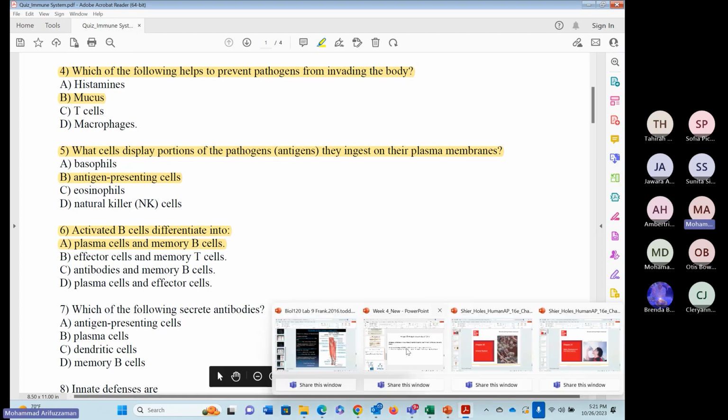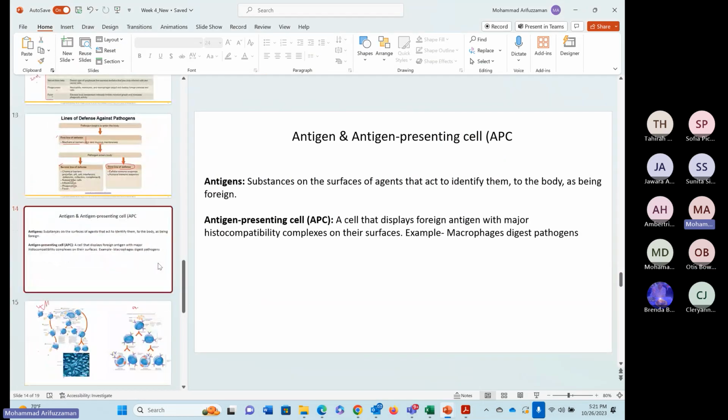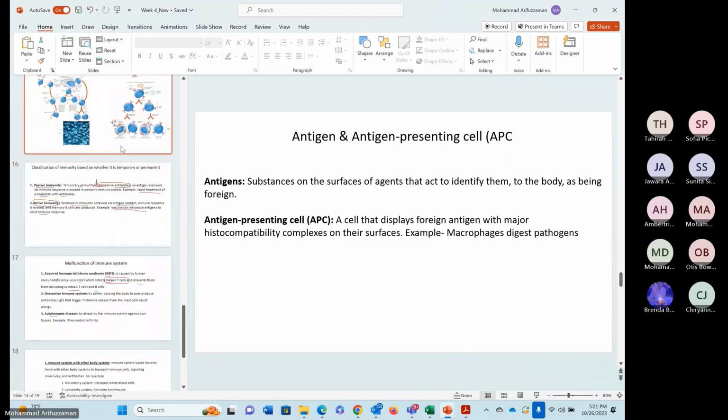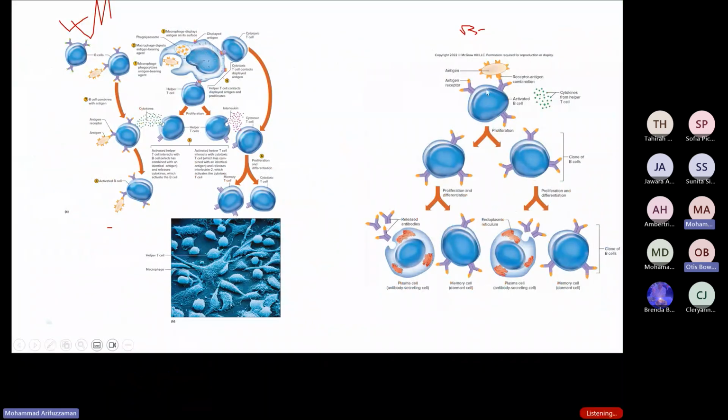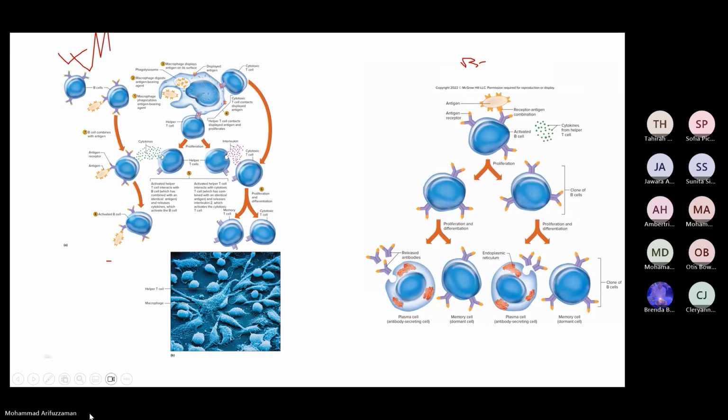If you can see the handout that I uploaded, let me zoom in. You can see the B cell activation process, and the B cell differentiates into the plasma cells. This is the plasma cell secreting antibody, and the memory B cells. So what is the function of memory B cell? It provides future immunity. So the B cell differentiates into plasma cells and memory B cells.